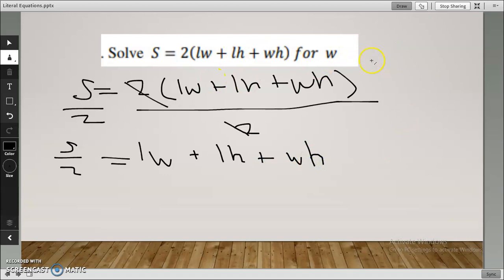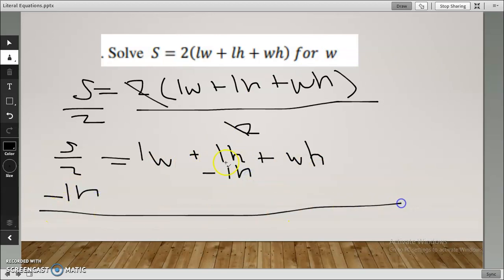All right, I'm solving for w. So these two are multiplied. So I'm going to go ahead and just subtract my lh from both sides. And I get s over 2 minus lh equals lw plus wh. Now I have a bit of a conundrum because I have w's for my lw plus a w for my wh.